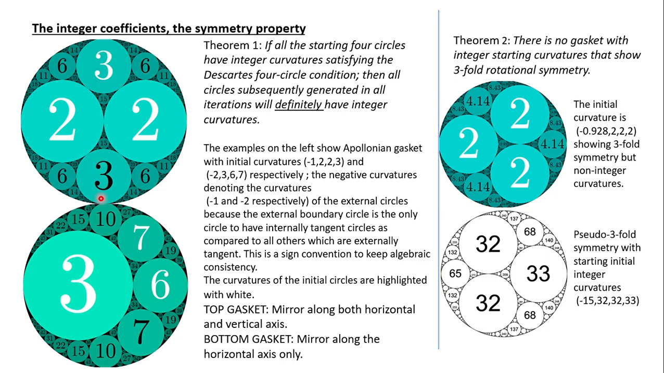And sometimes we have mirror symmetry along both of the perpendicular axes. Sometimes we have mirror symmetry along just one axis, and yeah, so this circle has curvatures -2 for the external, 3, 6 and 7 marked in white.